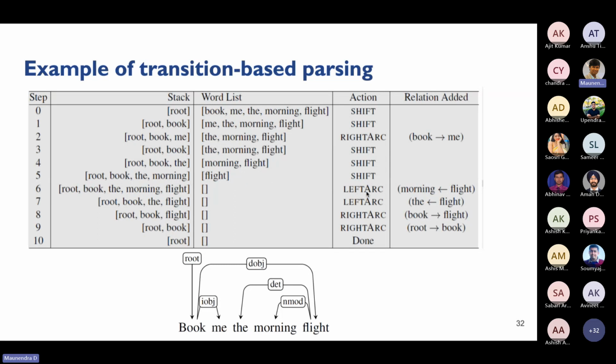Now the oracle says you create a left arc. Left arc means flight to morning. So we have created an edge from flight to morning, and then the target of that arrow, which is morning, is removed. So we have root, book, the, flight. Now it says left arc: flight to the, there is an arrow. And next we have root, book, flight. It says right arc, so book to flight, there is an arrow. Root to book, there is an arrow. So now we are done. Finally, if you combine all these things, note down the words and add these edges, you get this tree.